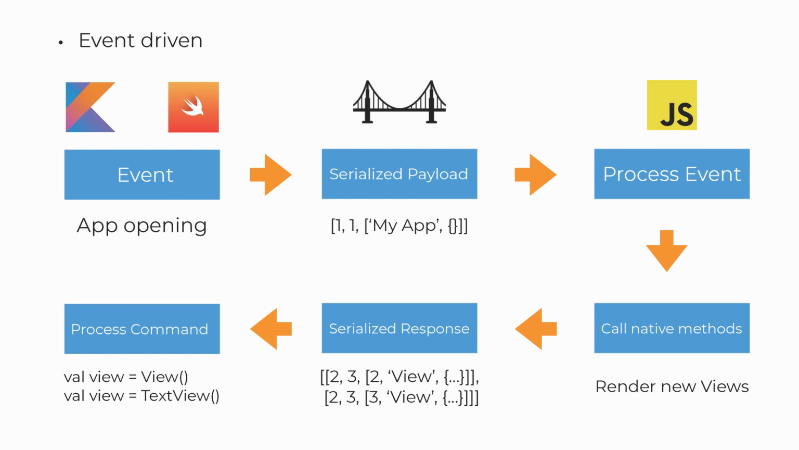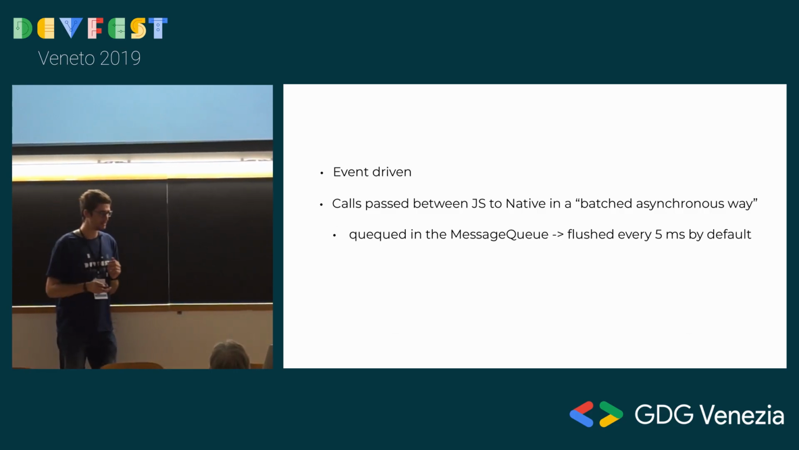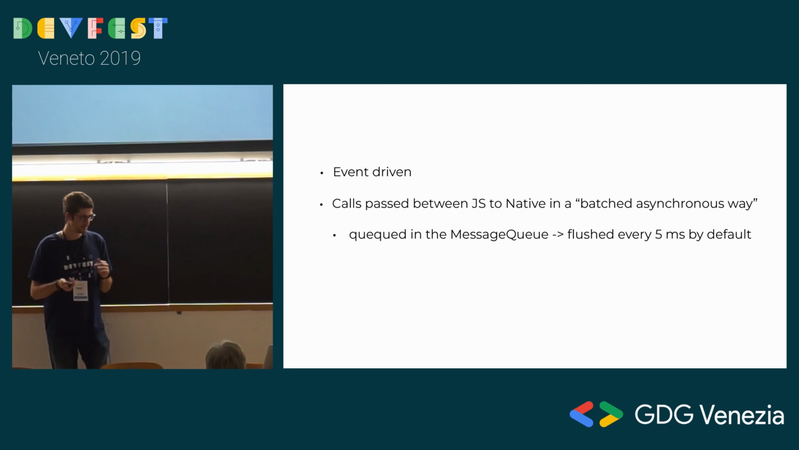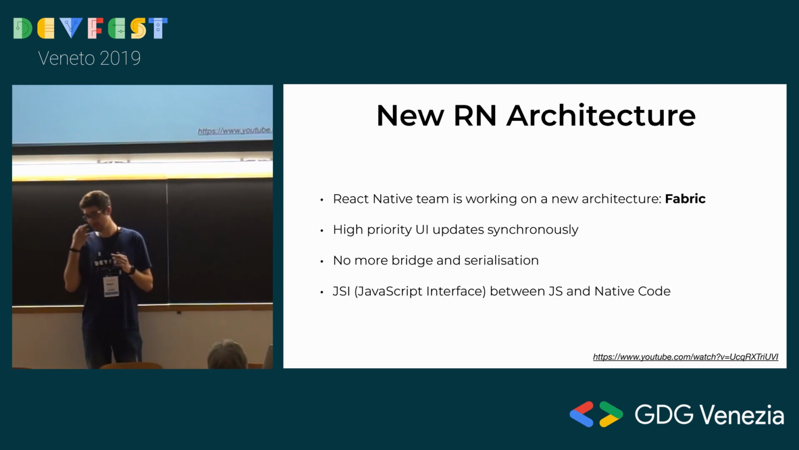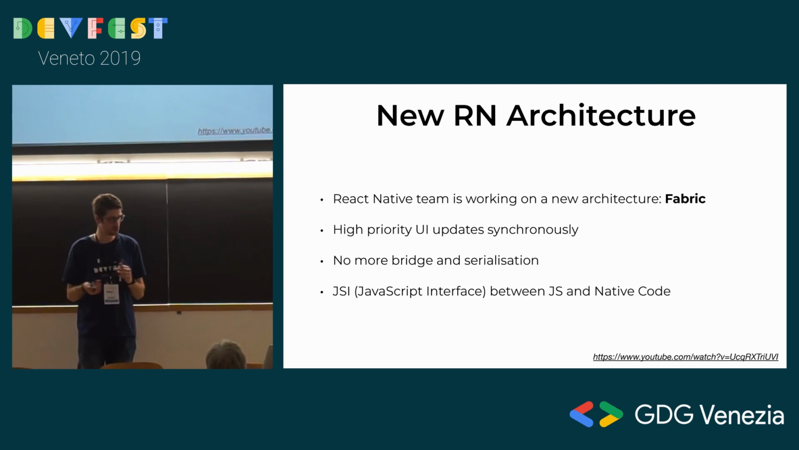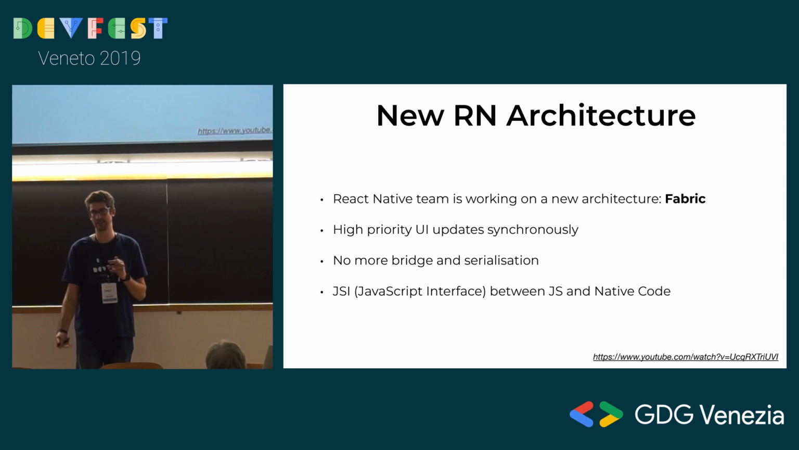For example, in a list or in very complex layouts, because every time we touch the screen, there is this communication. And to avoid some overload, there is also a queue that is flushed every 5 milliseconds, but the delay remains. In fact, Facebook is working on a new architecture with the codename Fabric. It's still in development, but what they want to do is update the UI in a synchronous way, and get rid of the bridge and the serialization that generates slowness.